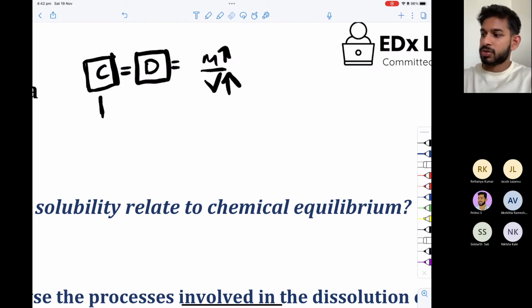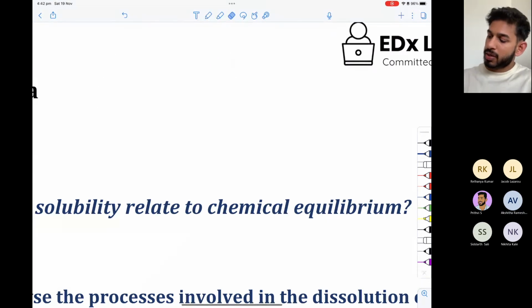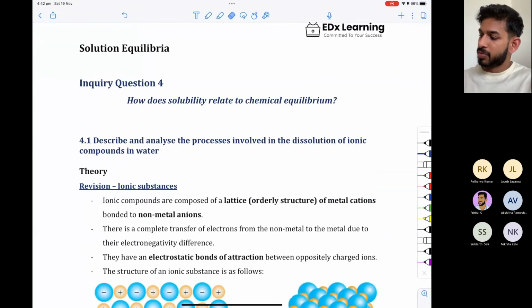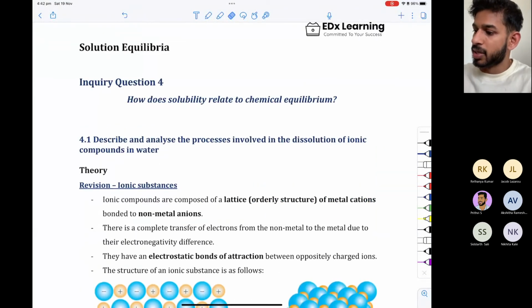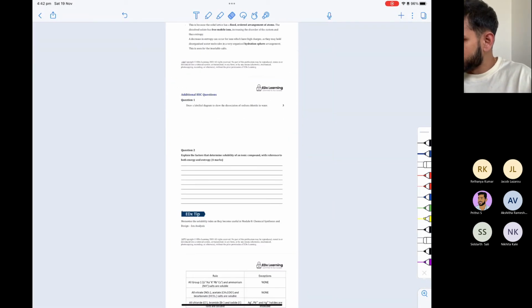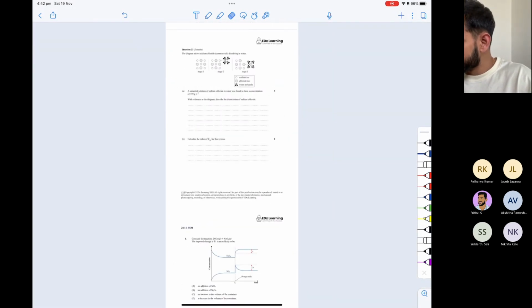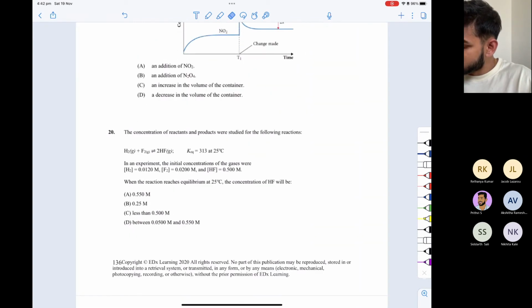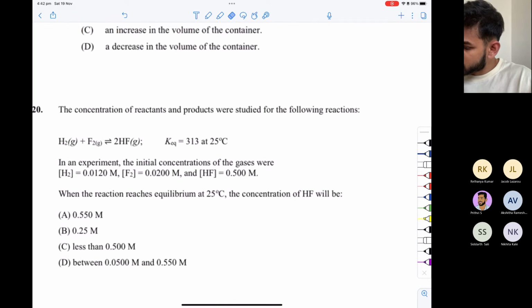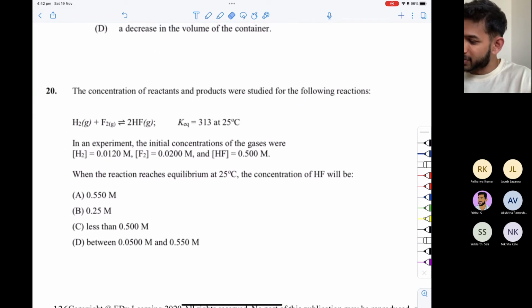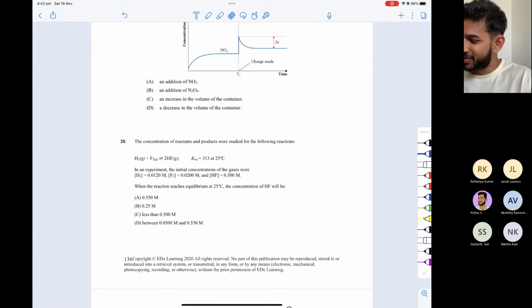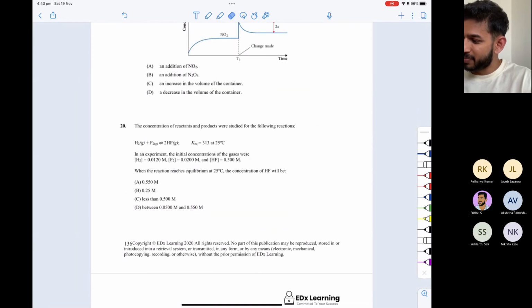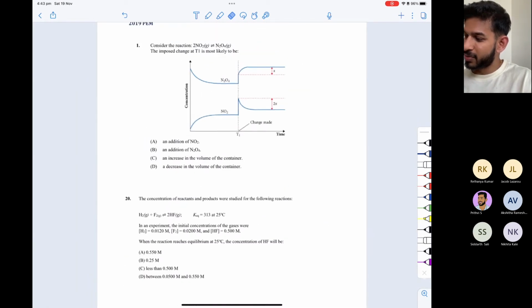Good question. All right, I want to get you guys to do maybe one more question, and then I will take you through solution equilibria. Oh, this is a good question. Very good question. Okay, 2019 PEM. Do question 1 and question 20, guys.